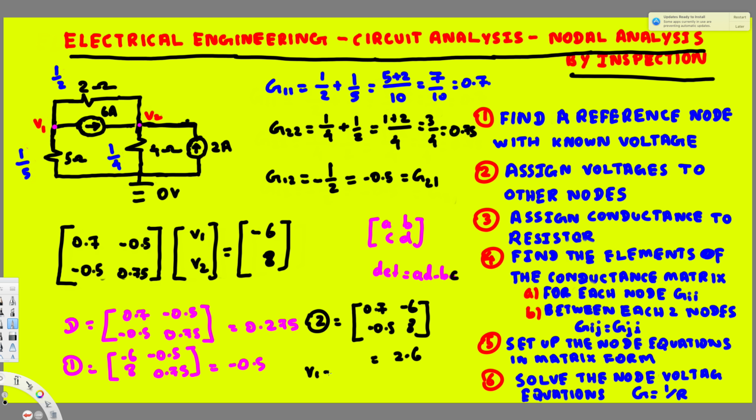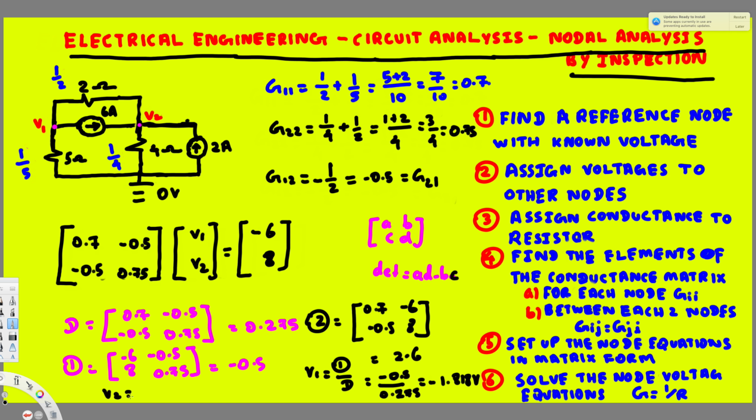After we find the determinants, we use Cramer's rule. To find V1, we put the value we found from swapping the first column and divide by the main determinant, so that's negative 0.5 divided by 0.275, and that's going to give us negative 1.818 volts. So this is our V1.